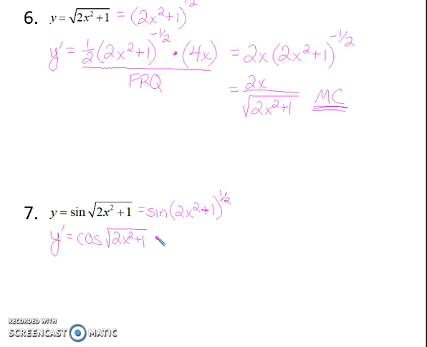Now, it just so happens that we already did the derivative of 2x squared plus 1 back up here in number 6. So I'm just going to write that answer from number 6 down here as the rest of my chain rule for number 7. So again, I could stop here, I would be done, I would get full credit for my answer.